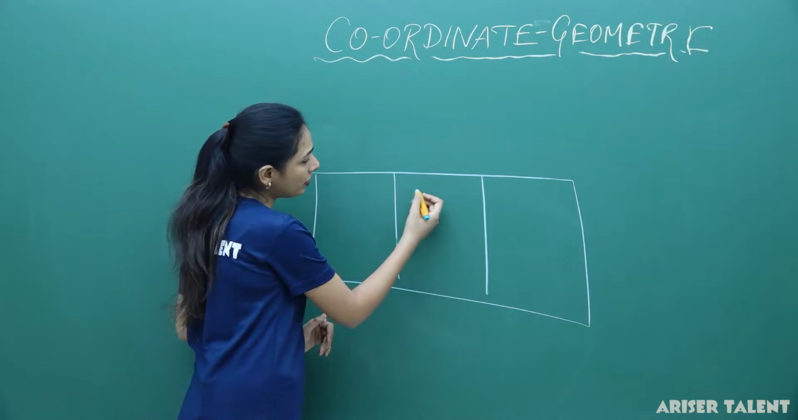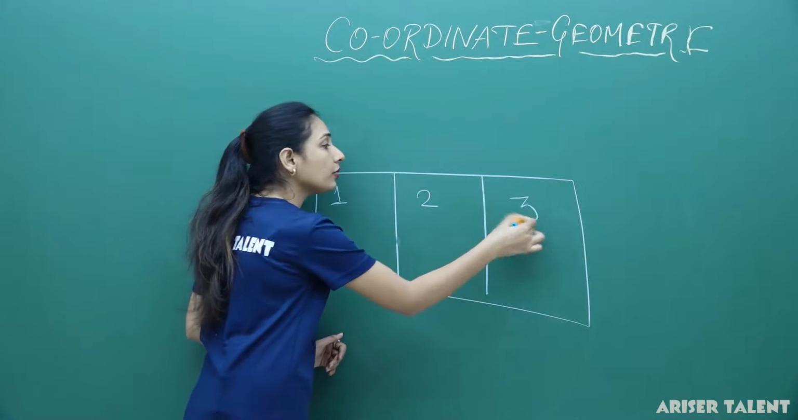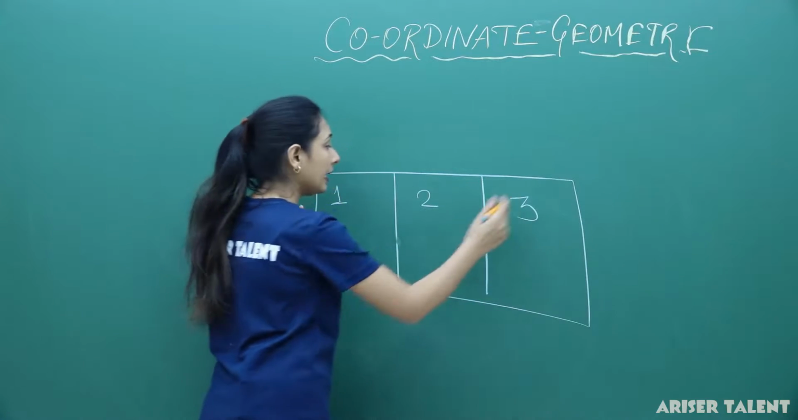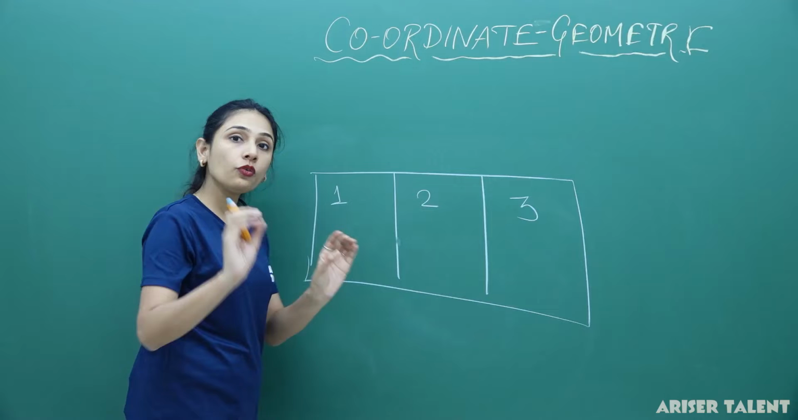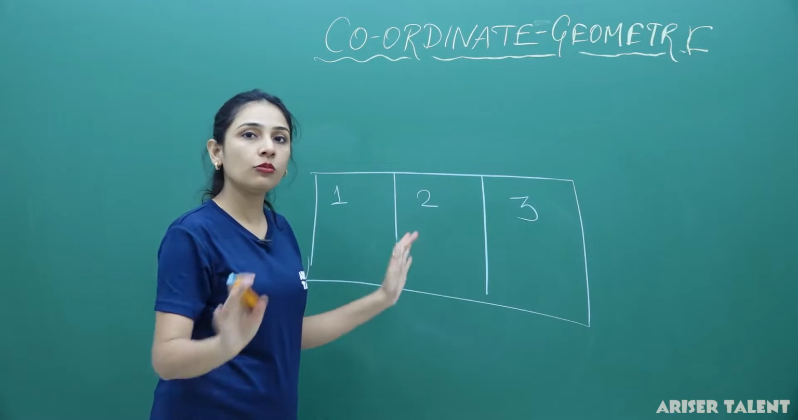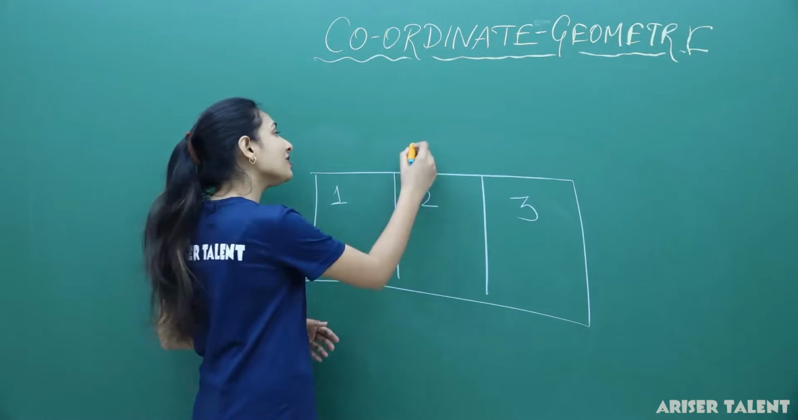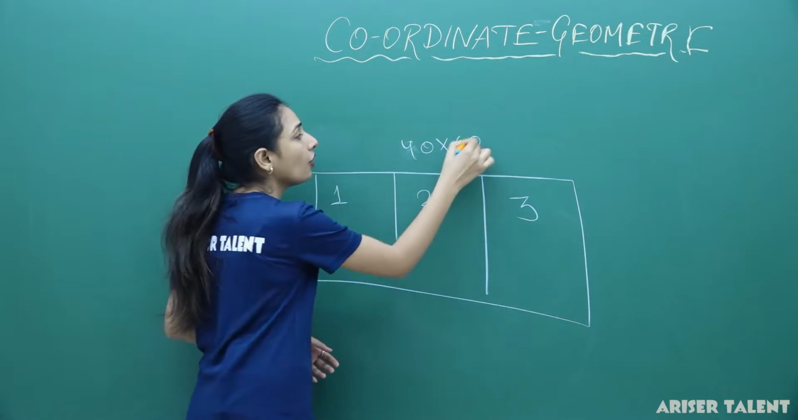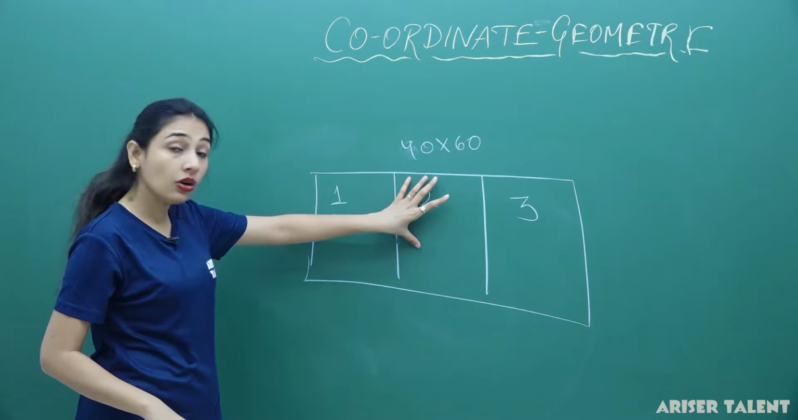Let's suppose this is plot number 1, this is plot number 2, and this is plot number 3. Now the area is this, the first plot is here, the second plot is here, the third plot is here. Now you don't know about coordinate geometry, I don't know about coordinate geometry. I have the dimensions as 20 by 40, or let's suppose 40 by 60. 40 by 60 is the plot size.